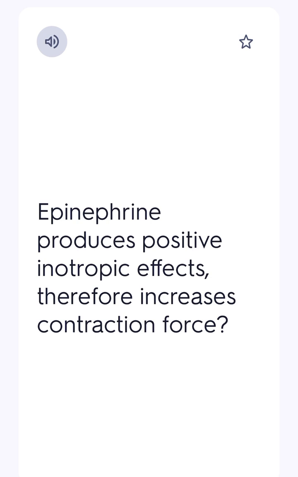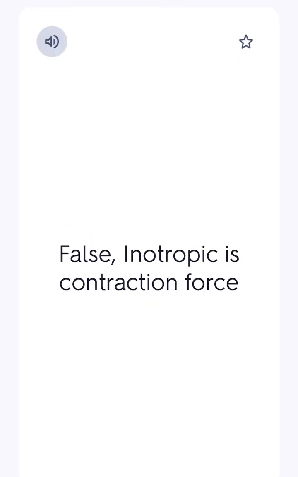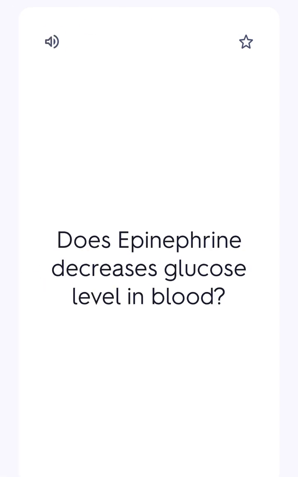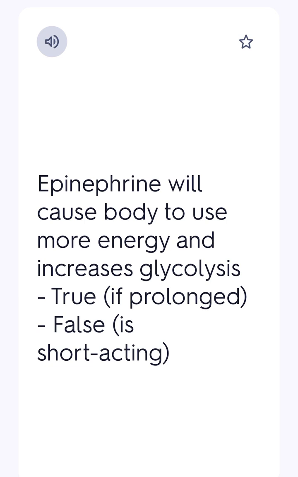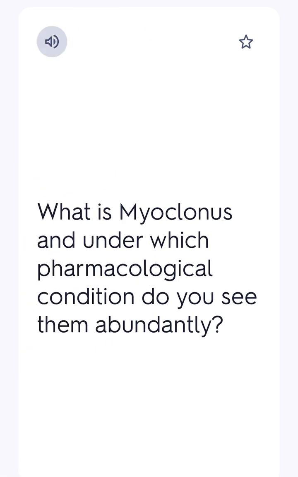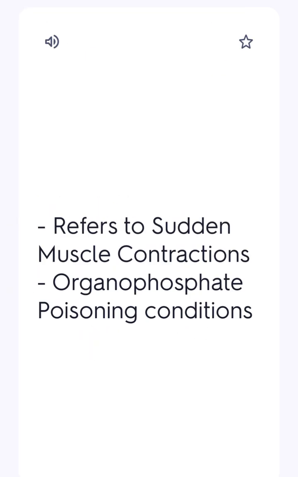Epinephrine produces positive inotropic effects, therefore increases contraction force? False. Inotropic is contraction force. Does epinephrine decrease glucose level in blood? Epinephrine will cause the body to use more energy and increases glycolysis. True. False. What is myoclonus and under which pharmacological condition do you see them abundantly? It refers to sudden muscle contractions, organophosphate poisoning conditions.